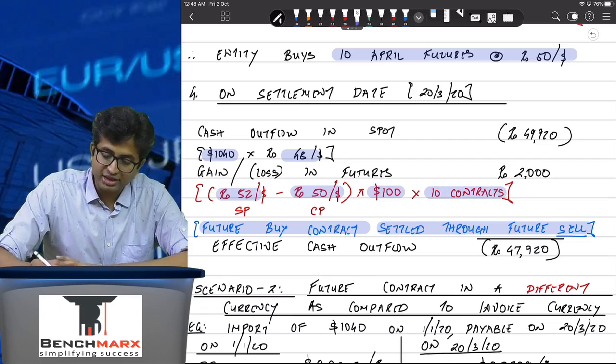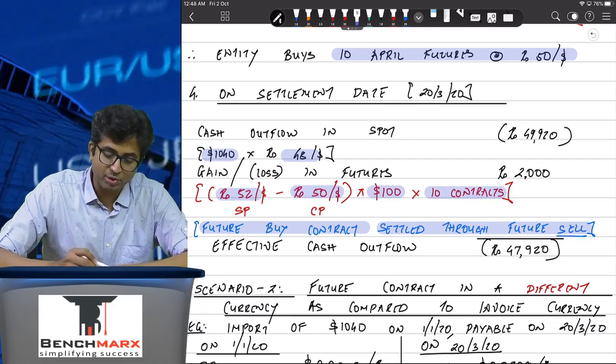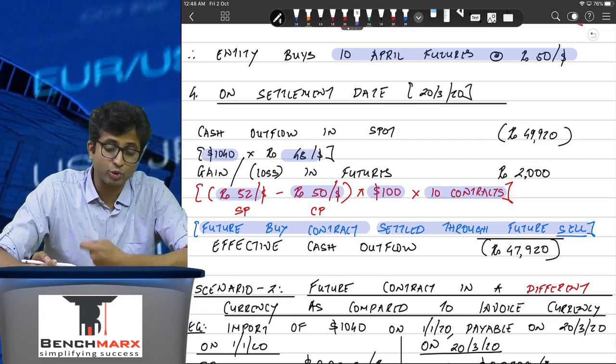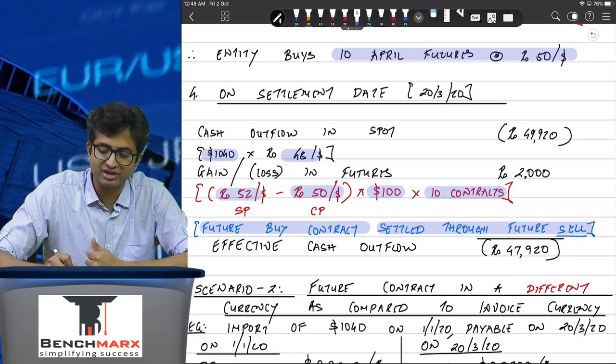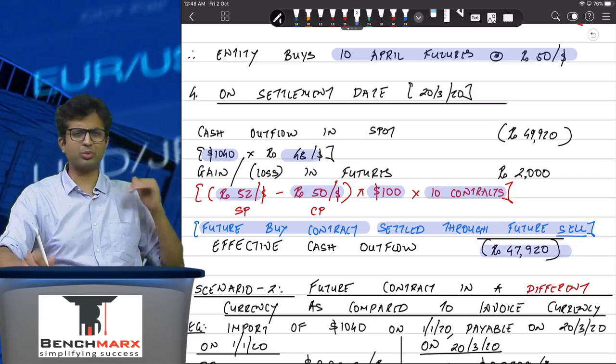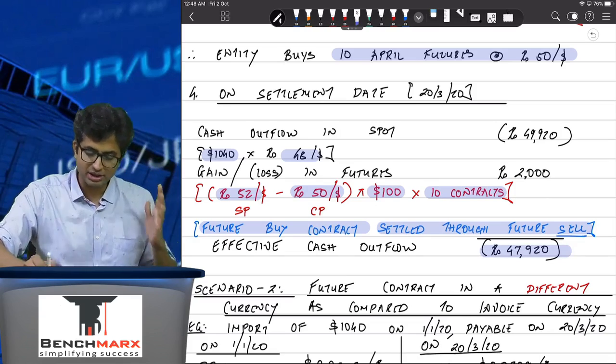Acha, 2000 is a gain, that is by default positive, and there was a cash outflow because I'm an importer, so I have to pay rupees, and hence you can see the net amount automatically offset. So you won't have the hassle of figuring out the plus and minus.